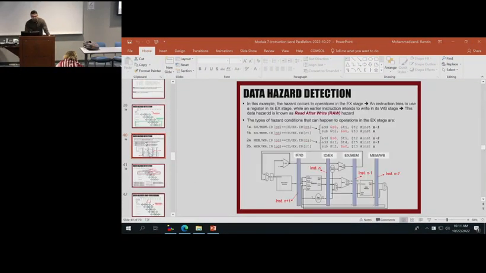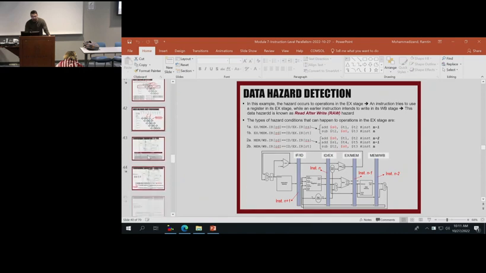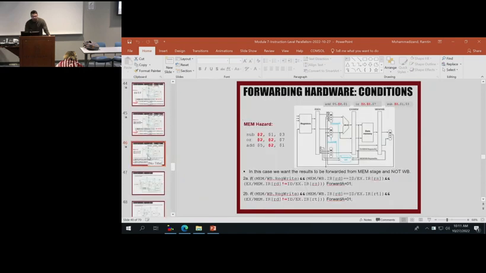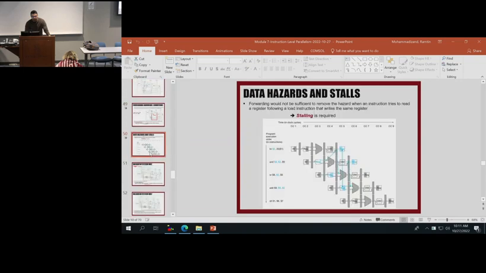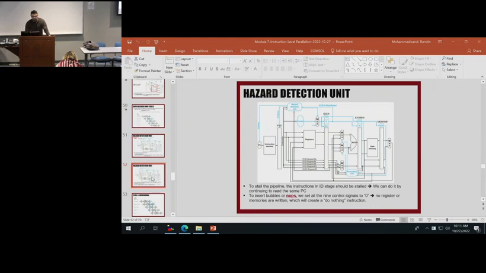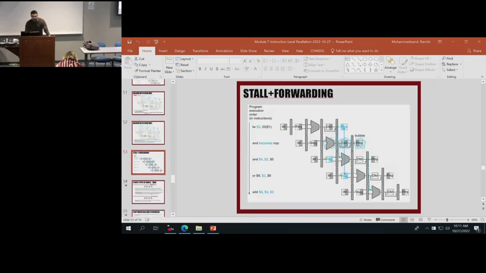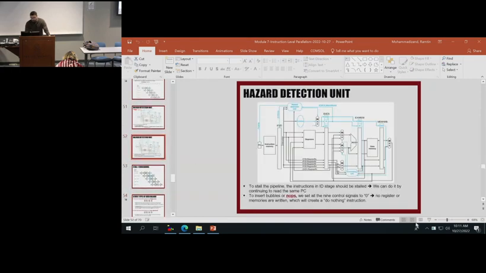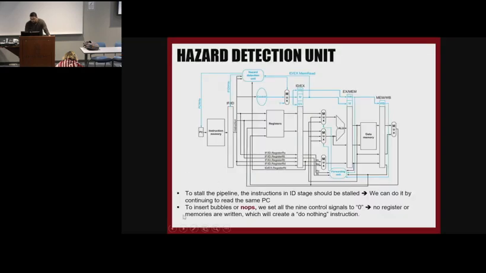All right, instruction level parallelism. Talk about this, hazard detection unit, and stalling, forwarding. Okay, so this is the most recent architecture that we looked at in the class. So here we have the forwarding unit. The forwarding unit is helping us with the data hazards that we get at the execution stage.